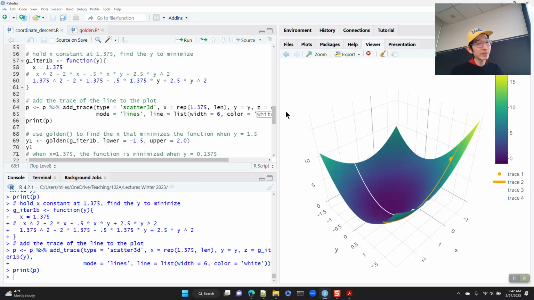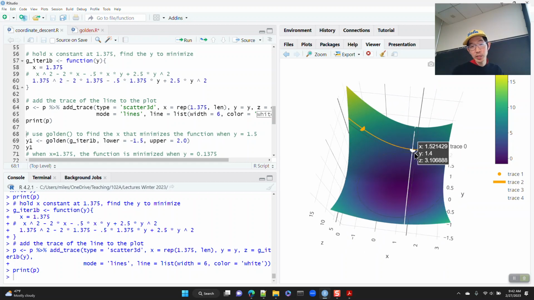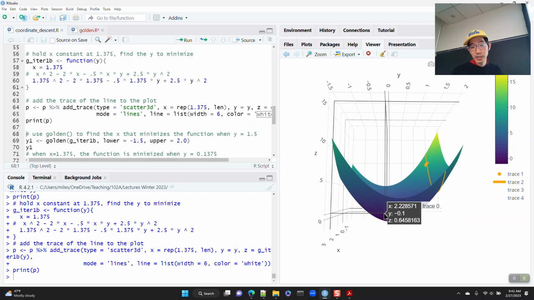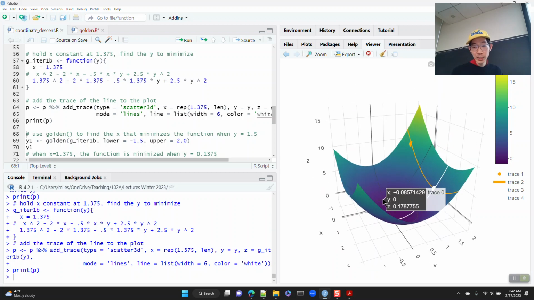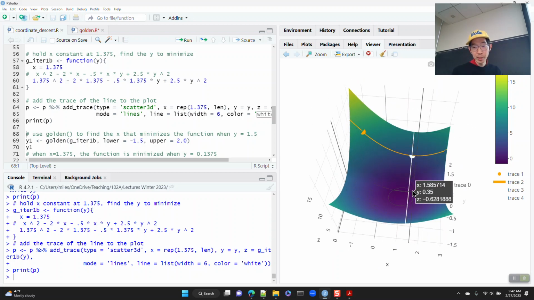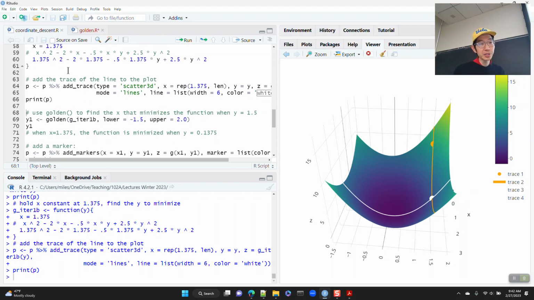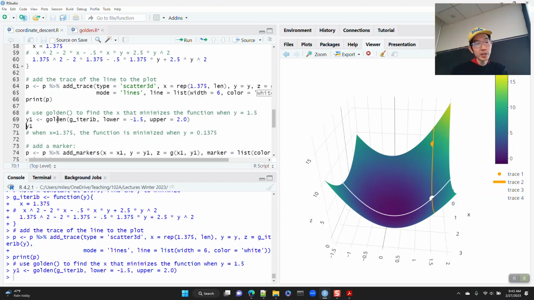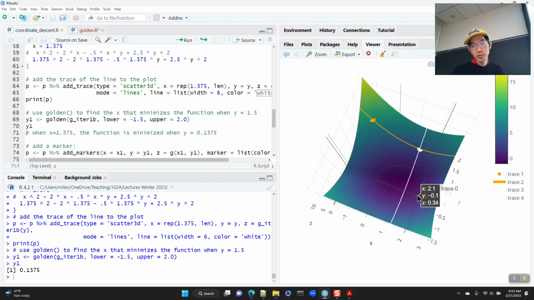I'll plot that line. Now I have this white line showing that I'm holding x constant at 1.375. It's kind of hard to see, but we're going to minimize this white function. Using golden section search, and again, I could use calculus to find the minimum, but we're just going to ask golden section search to find the minimum of this thing, and it says the minimum value of y is going to be 0.1375.